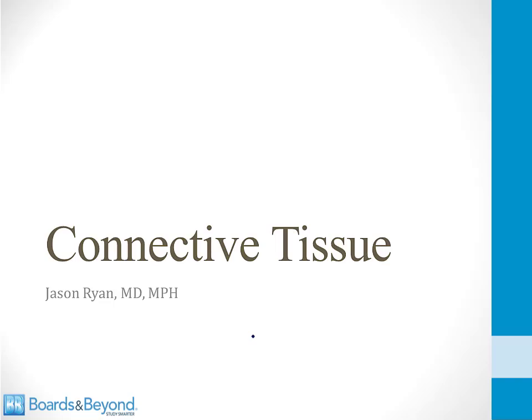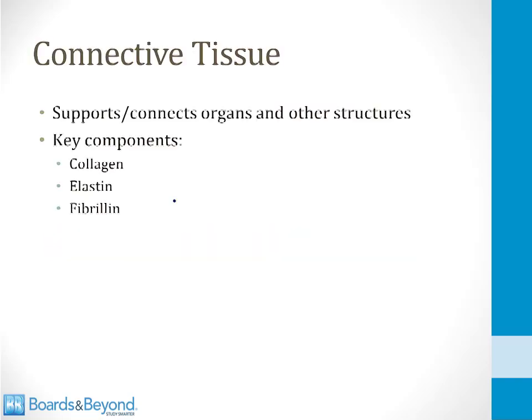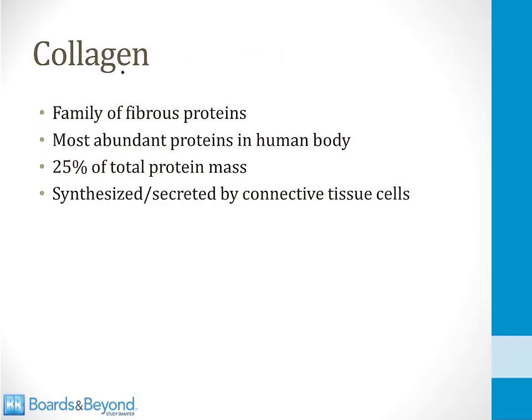Hi, everybody, and welcome to our module on connective tissue. Connective tissue is the tissue in our body that supports and connects organs and other structures. There are a number of components of connective tissue, but the important ones for you to know for the Step 1 exam are collagen, elastin, and fibrillin, and we'll go over all three of these components in this video now. We'll start with collagen.